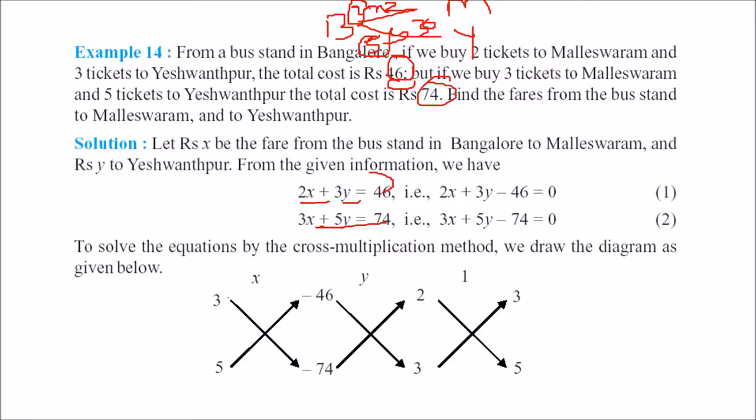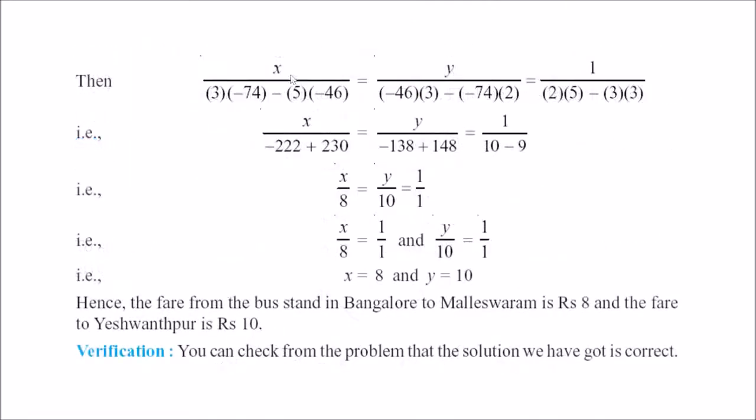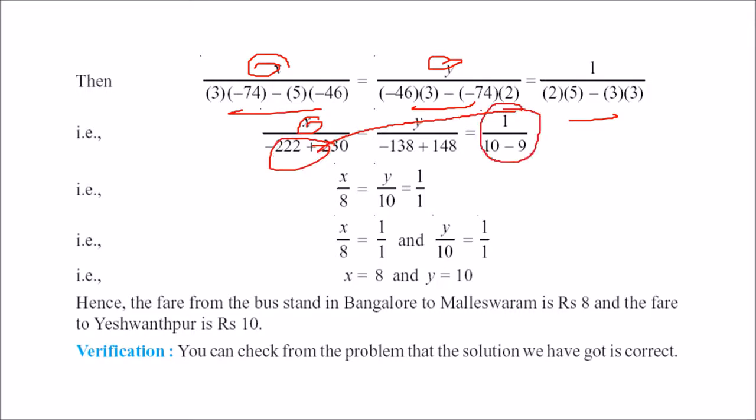Just transfer 46 and 74 to the left side. So we have this equation: a1x plus b1y plus c1 equal to 0, a2x plus b2y plus c2 equal to 0. And you know how to solve it, we have just seen. We place x, y, 1, and then place it below x, y and 1. So x can be found out by taking this numerator and this denominator. Y can be found out by taking this numerator and this denominator. So x and y you have got.